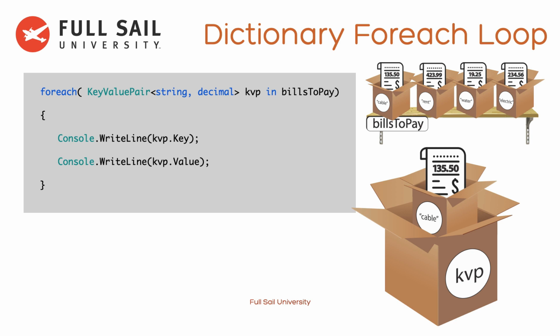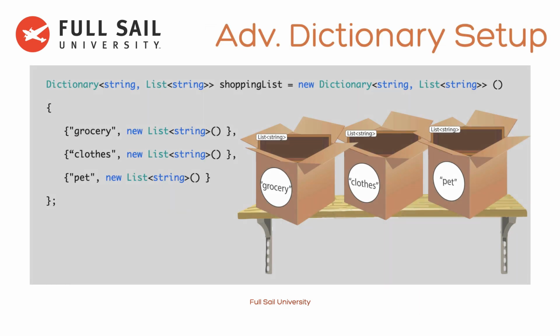Now, let's talk about an advanced dictionary setup. We created this dictionary in our previous videos, and so we're still going to utilize it now. Okay, so what we did here was create a dictionary with a string as a key and a List<string> as our value. We are keeping track of the stores that we're going to go shopping at. That's going to be the key. And the items that we're going to buy at each store is going to be our value.